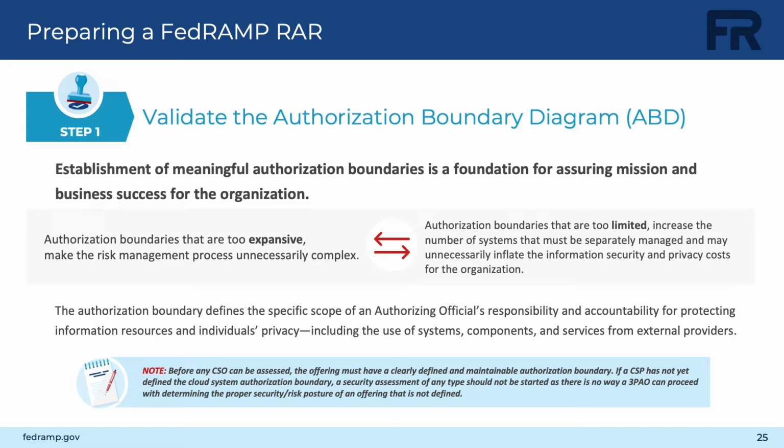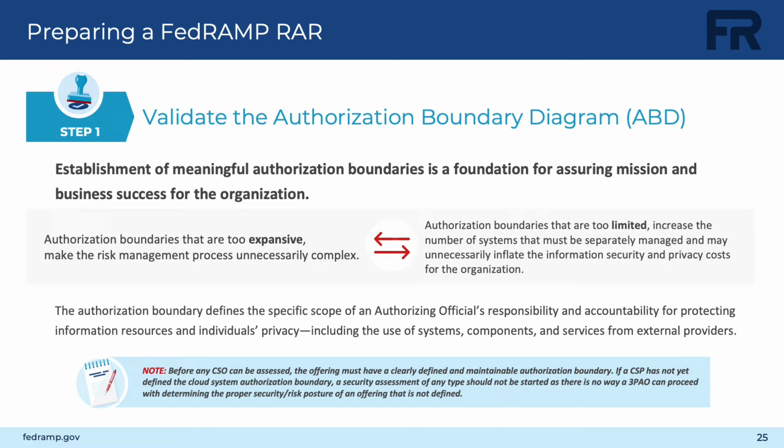The authorization boundary defines the specific scope of an authorizing official's responsibility and accountability for protecting information resources and individuals' privacy, including the use of systems, components, and services from external providers.